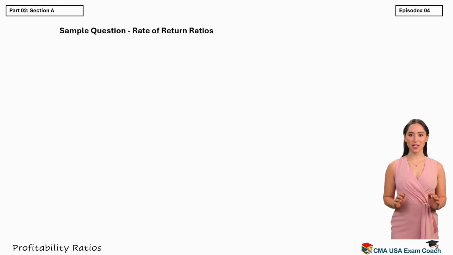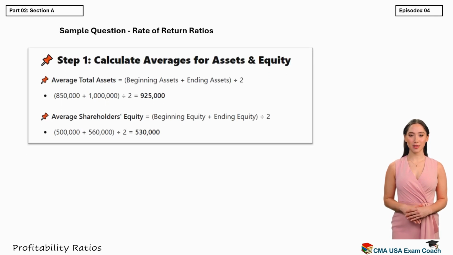The first step in our ratio analysis is to calculate the average for total assets and shareholders' equity. As we know, to calculate an average, we simply add the opening balance and the ending balance, then divide the result by 2. Let's start with total assets. The opening balance is $850,000, and the ending balance is $1 million. Adding them together gives us $1,850,000. Dividing by 2, we get an average total asset value of $925,000.